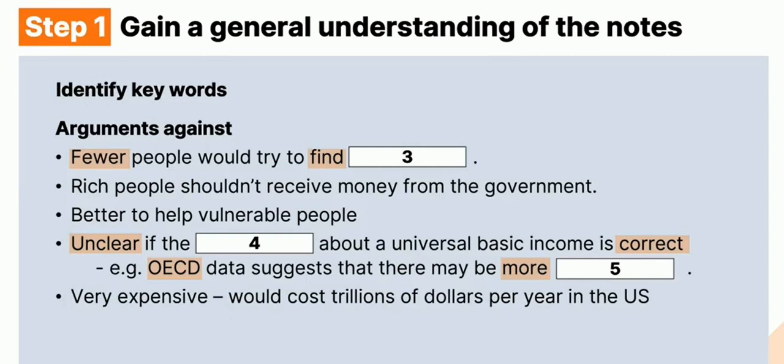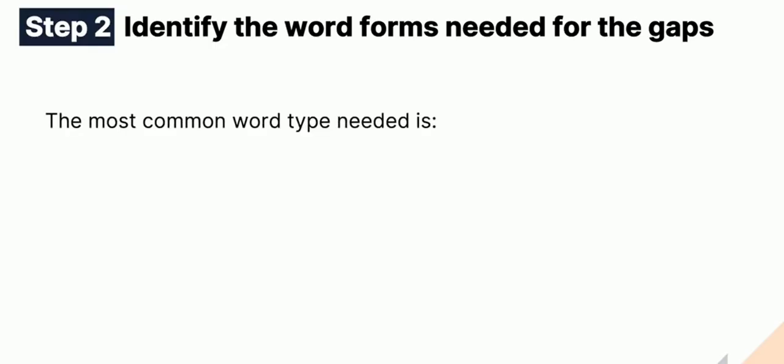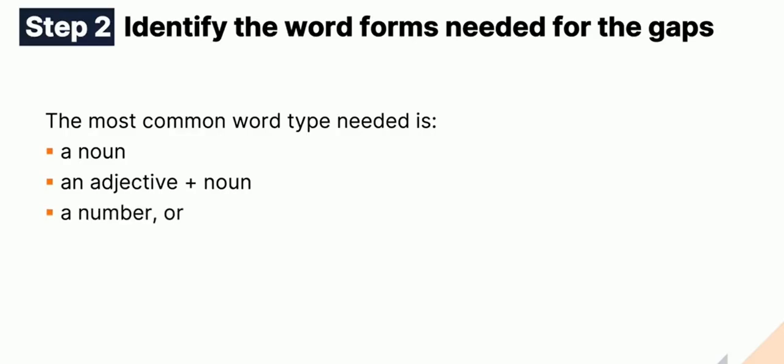Okay, the next step is to identify the type of word you need to complete each gap. The most common word type needed is probably a noun or an adjective plus a noun. But it could also be a number or any other word type. Of course, if it's a number, the instructions would tell you that this is possible by saying that you can use words and or a number.